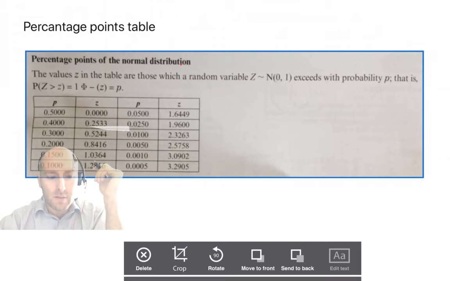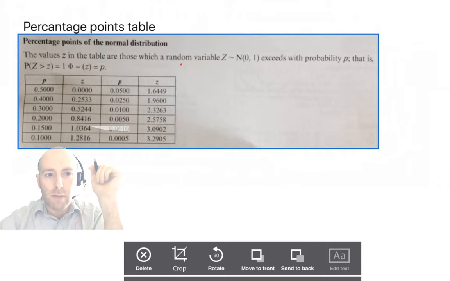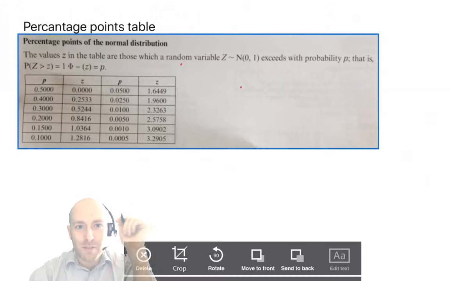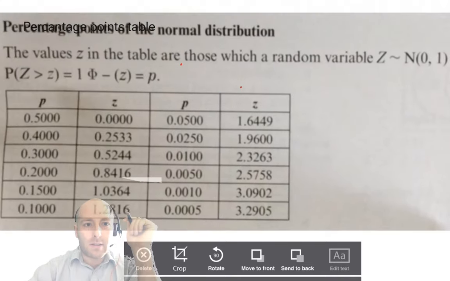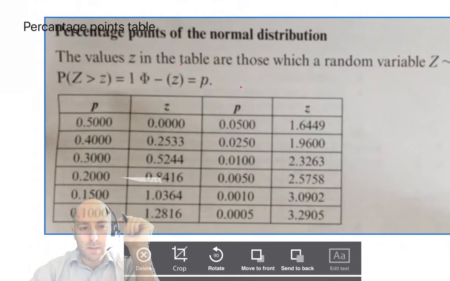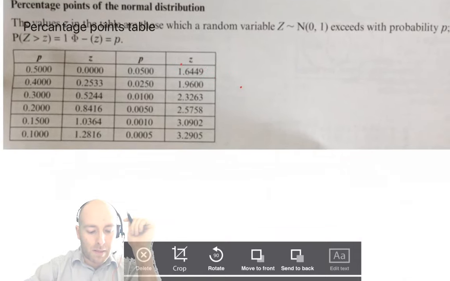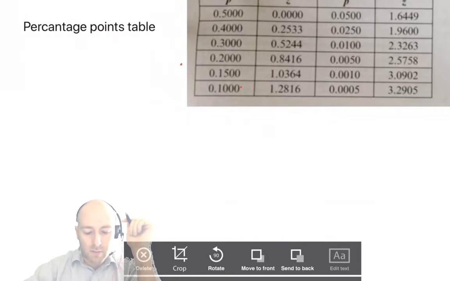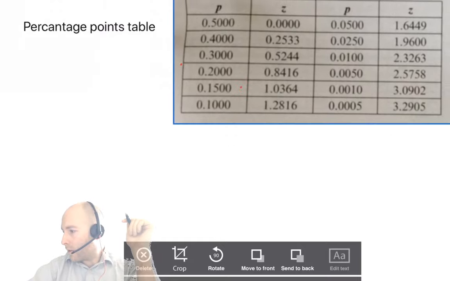Let's have a read through this. It says the values z in the table are those which a random variable Z exceeds with probability p. That is, and this is the important bit, p is the probability that Z is greater than z. So what you need to take from this is that this table shows you the probabilities of being greater than the given z value. That fit?